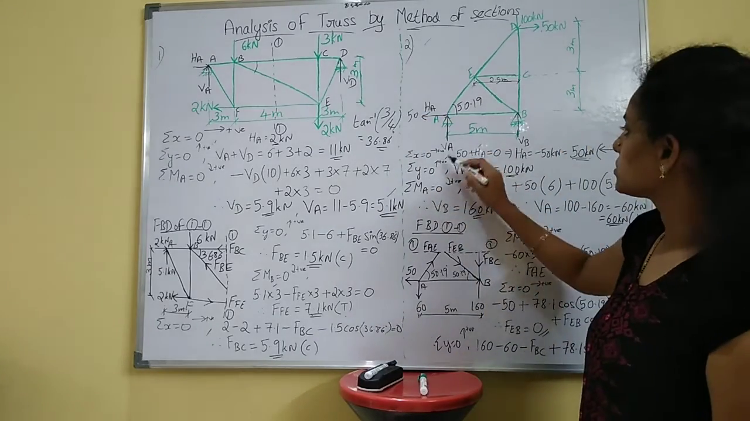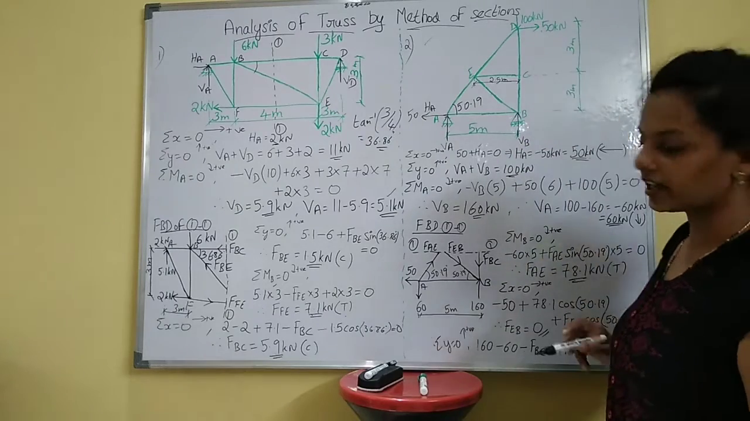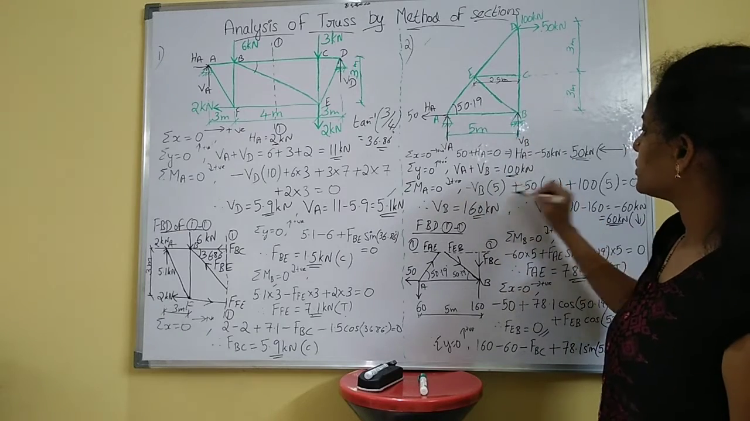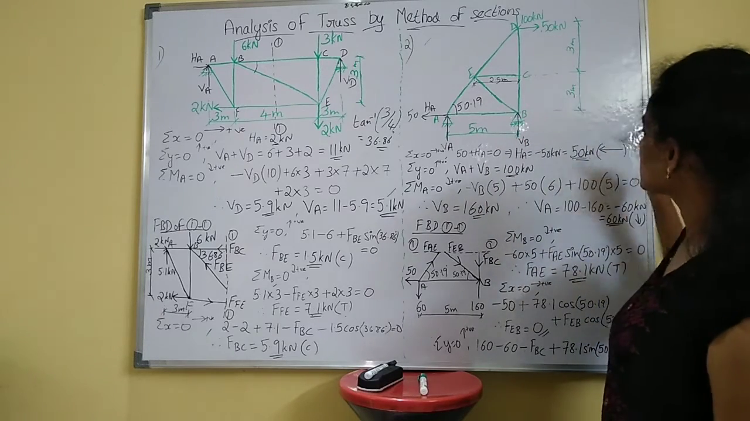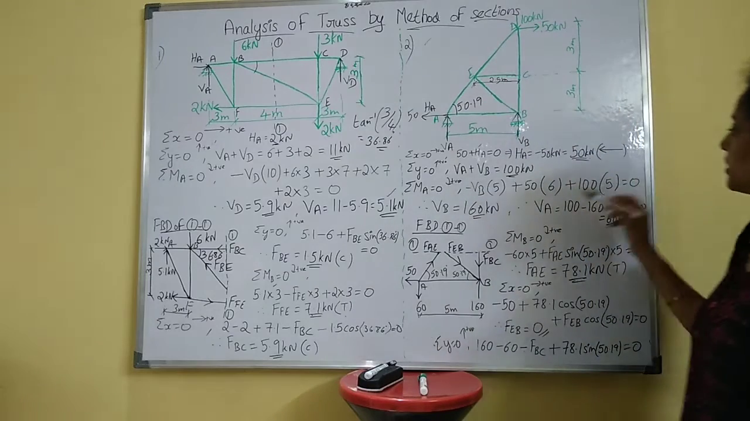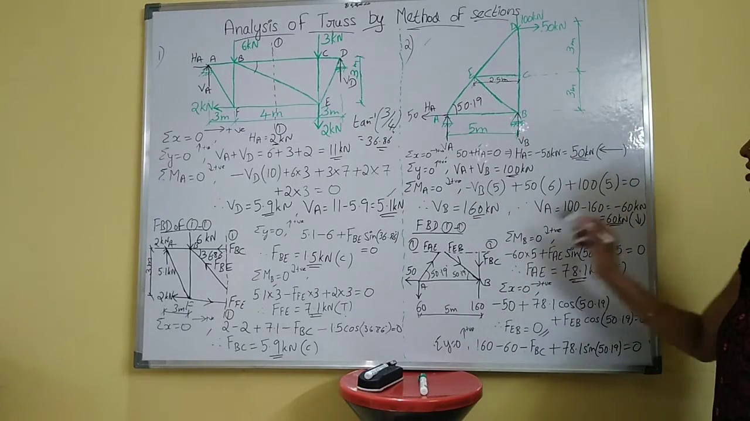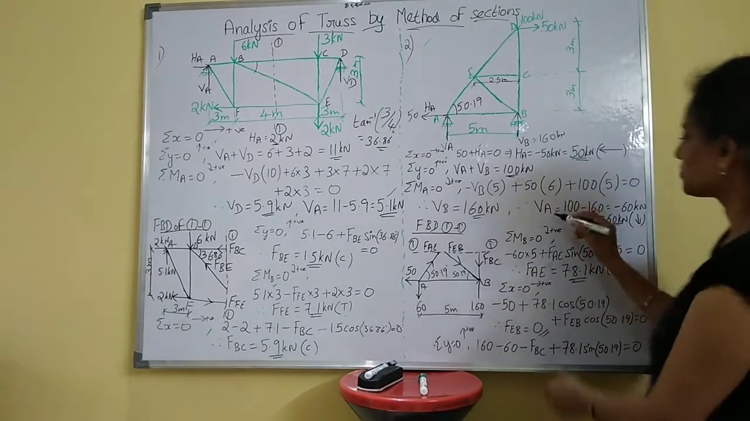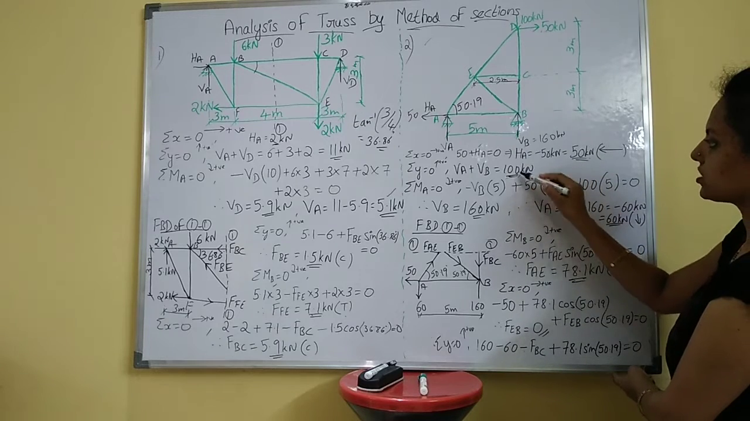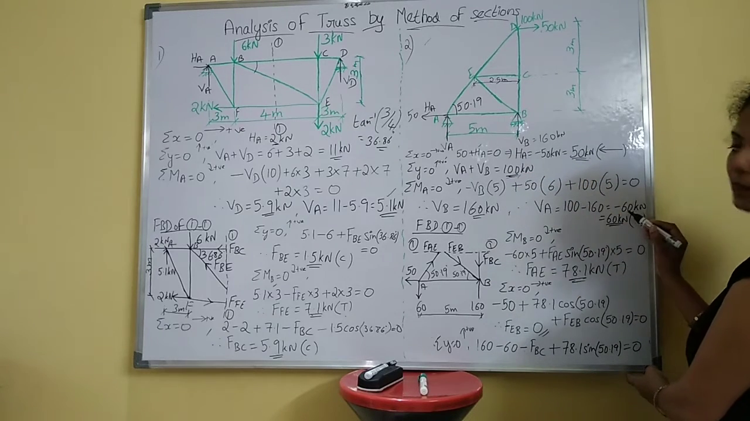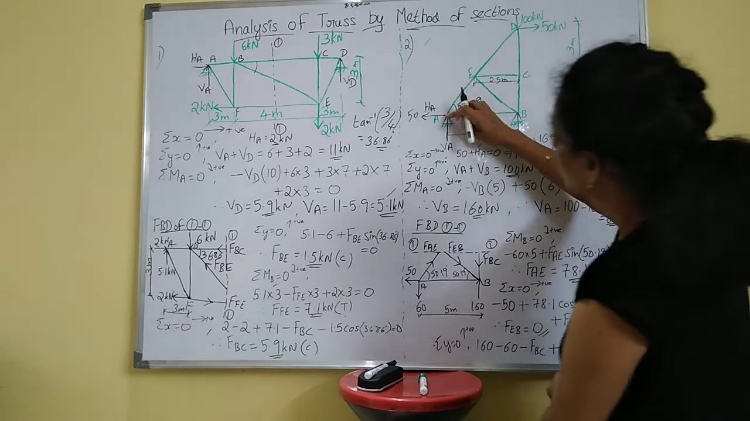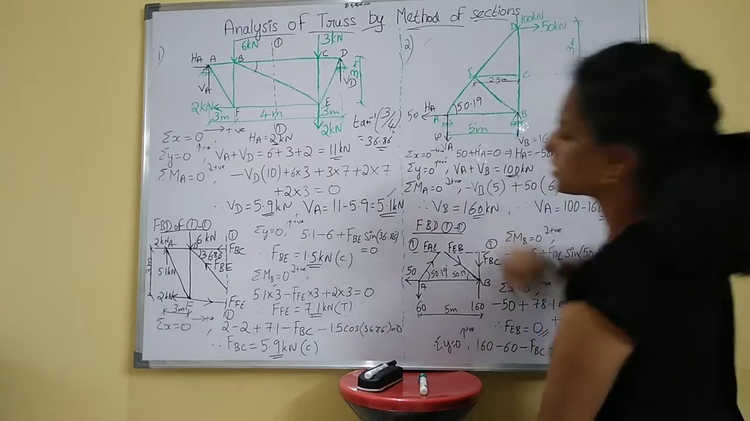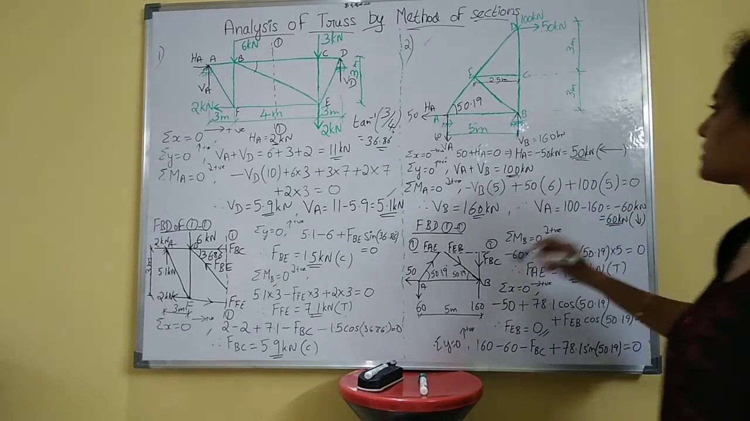Similarly, summation Fy equal to 0: VA plus VB equal to 100 kilonewton. Take moment at point A equal to 0: minus VB into 5 plus 50 into 6 plus 100 into 5 equal to 0. You will get VB as 160 kilonewton. Substitute back in this equation: VA is equal to 100 minus 160, you will get minus 60. What you assumed as upward is wrong, so here VA is downward 60. Okay. Next.